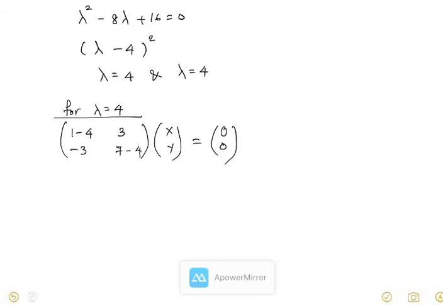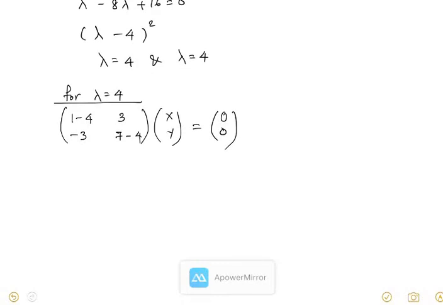Okay. So now you have 1 minus 4, you get negative 3. Negative 3 multiplied with x, you get negative 3x, and then plus 3 times y, so you get plus 3y equal to 0. Same for the second row: negative 3 multiplied with x, negative 3x, plus 4 minus 3... 7 minus 4, you get 3, so plus 3y equal to 0.